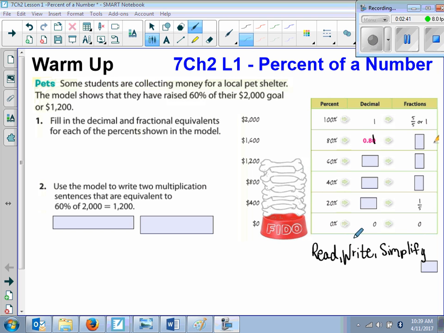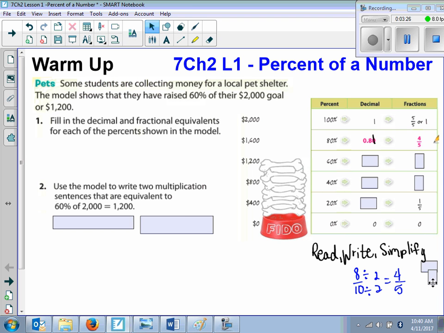So this 0.8, if I read that out loud correctly, 0.8 is what? 8/10, right? That is 8/10. So you read it out loud correctly. Now we're going to write it as a fraction, 8/10. Then you're going to simplify it. What can I divide into both of those? 2. We can divide both of those by 2. So when we simplify it, our fractional version of 80% is going to be 4/5. And there it is right there. Is everybody clear? All right.